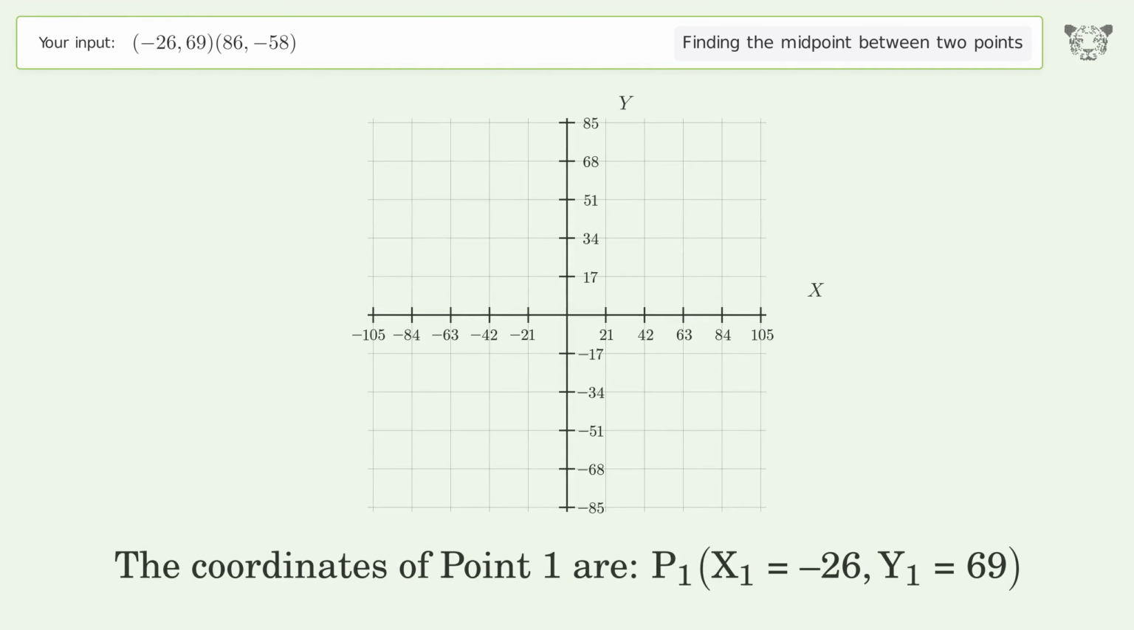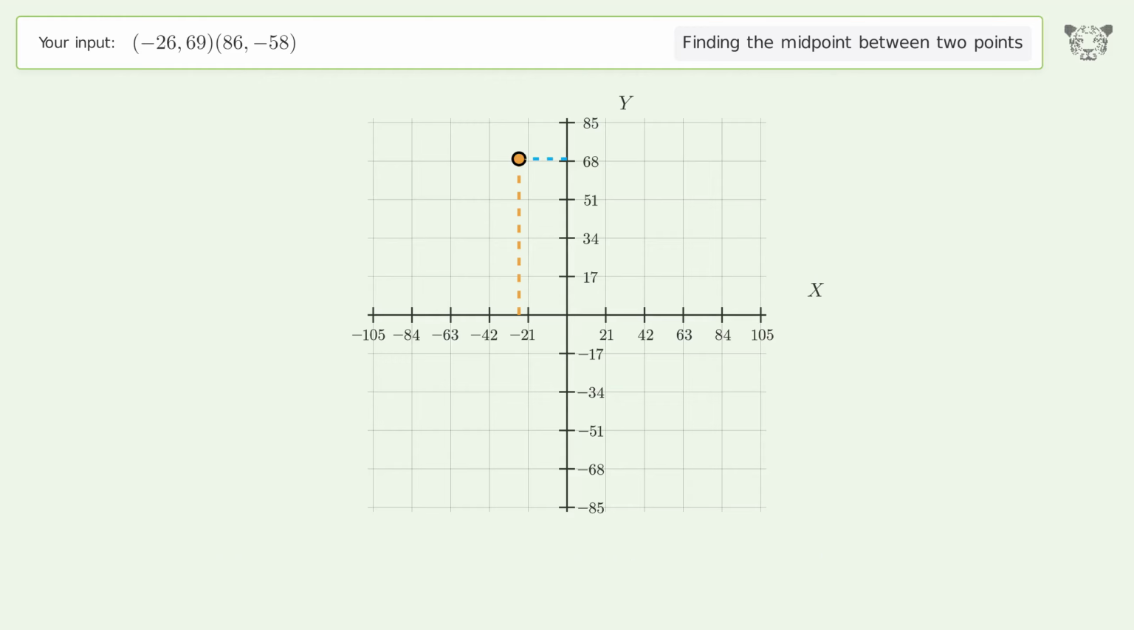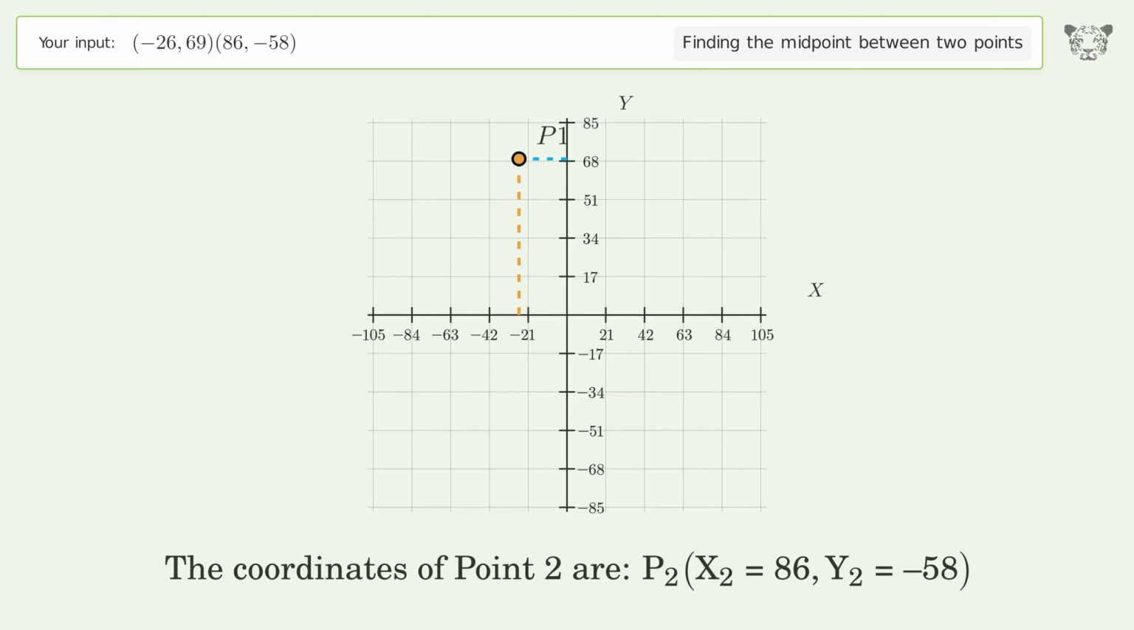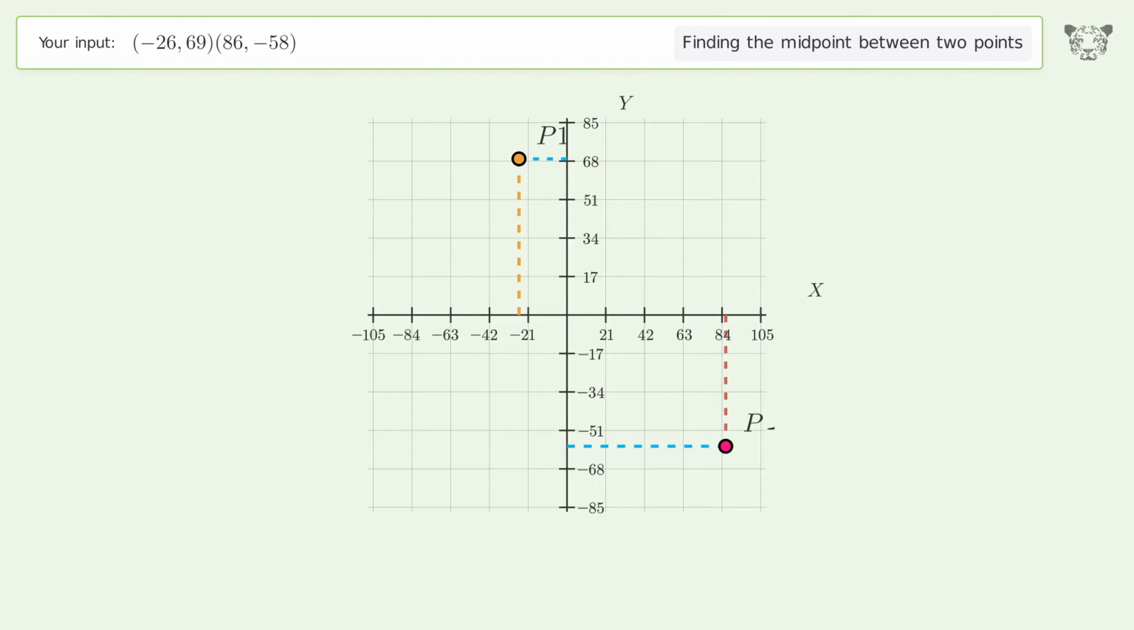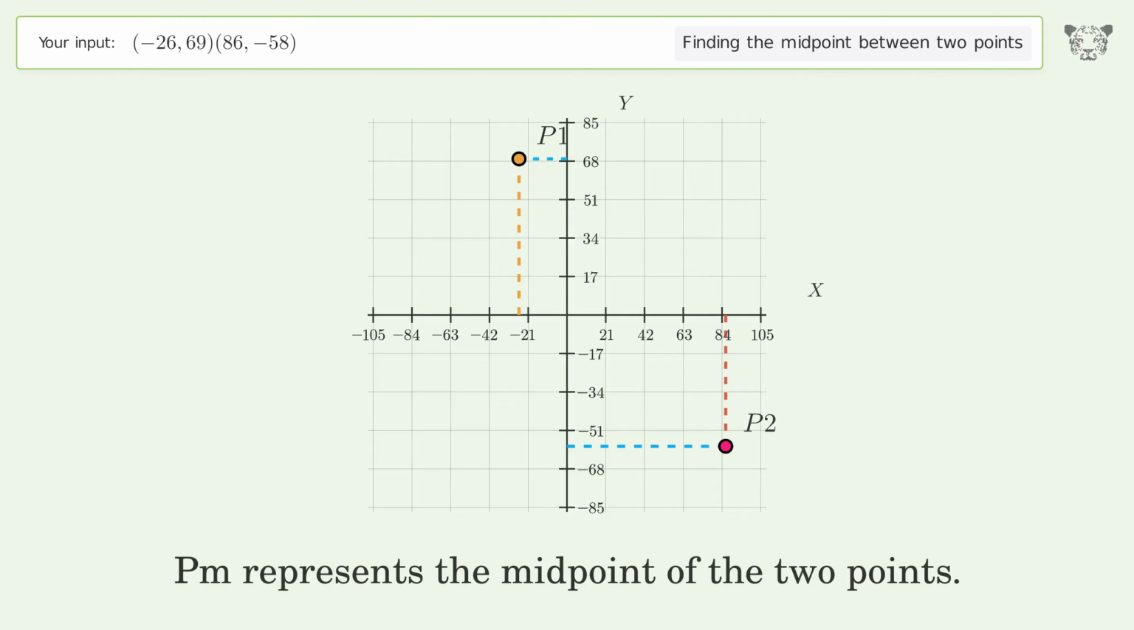The coordinates of point 1 are x1 equals -26, y1 equals 69. The coordinates of point 2 are x2 equals 86, y2 equals -58. PM represents the midpoint of the 2 points.